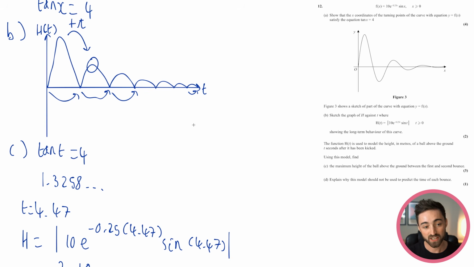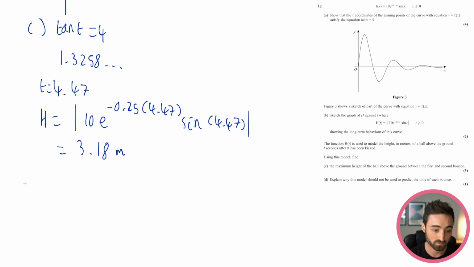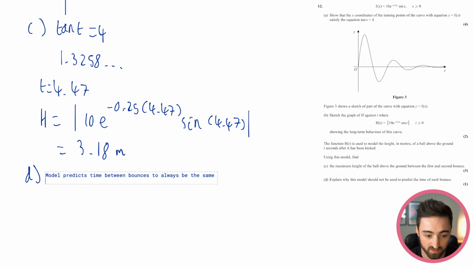What you would have to do is amend the term inside the sine. So you would have to do something to that to have it go smaller on the t-axis as well as the vertical axis. So I would just say something along the lines of, just to make the examiners happy, the model predicts time between bounces will always be the same, when in reality, they would decrease. You can keep going if you want, more words, more chance of getting the mark. Something like that. I'm sure that is more than enough.